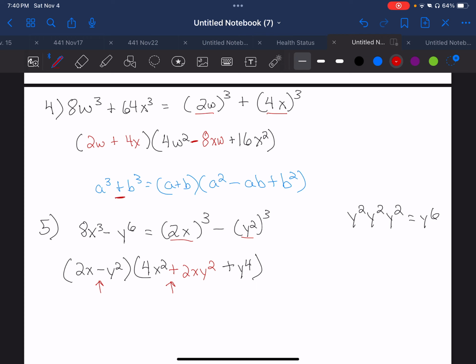If we have a minus here, that just changes this sign and that sign. The last sign stays the same if you like formulas. So you can check this out yourself, multiply it out, and see that that comes out to be 8x cubed minus y to the 6.